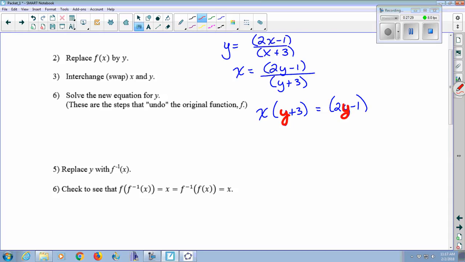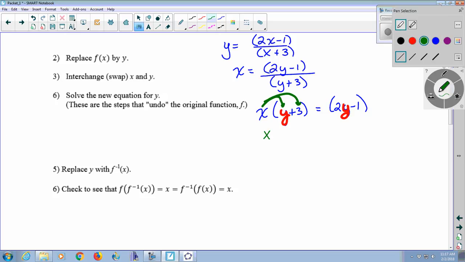So now notice you've got y's on both sides of your equation, and the poor y that's on the left-hand side is kind of like cornered. It's in jail. It's not free yet to move from one side of the equation to the other. So the next thing you have to do here is use your distributive property on the left-hand side.